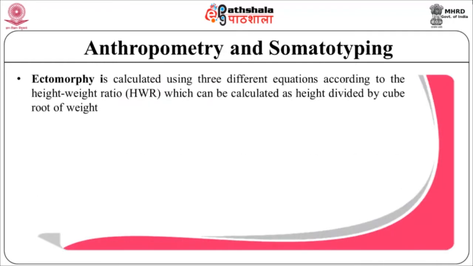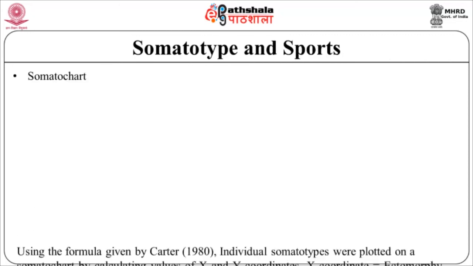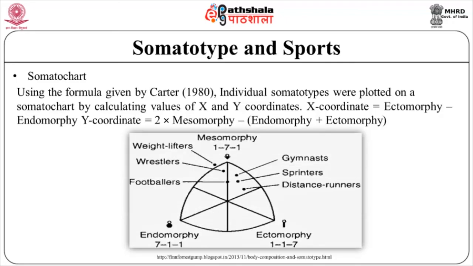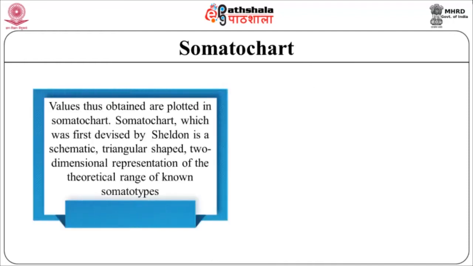Ectomorphy is calculated using three different equations according to the height-weight ratio, which can be calculated as height divided by cube root of weight. Somatochart: using the formula given by Carter 1980, individual somatotypes were plotted on a somatochart by calculating values of x and y coordinates. X coordinate equals ectomorphy minus endomorphy. Y coordinate equals 2 times mesomorphy minus (endomorphy plus ectomorphy). The values thus obtained are plotted in the somatochart.